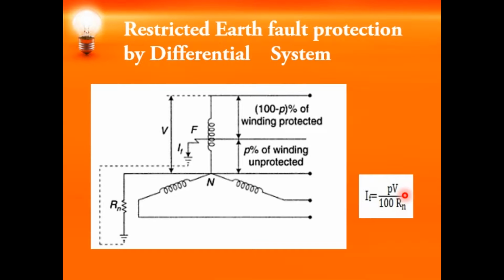For the operation of the relay, the fault current flowing in the windings must be greater than the relay pickup current. Next we'll see how a percentage differential protection can be achieved for a star connected generator.